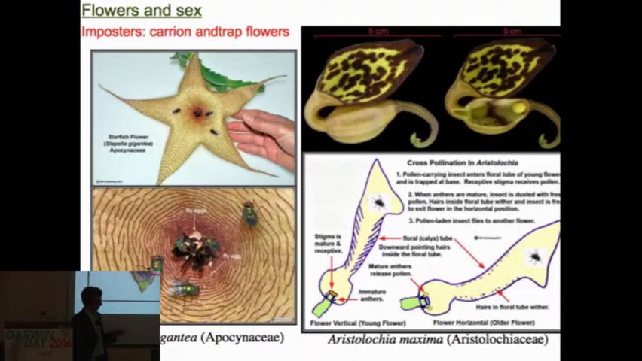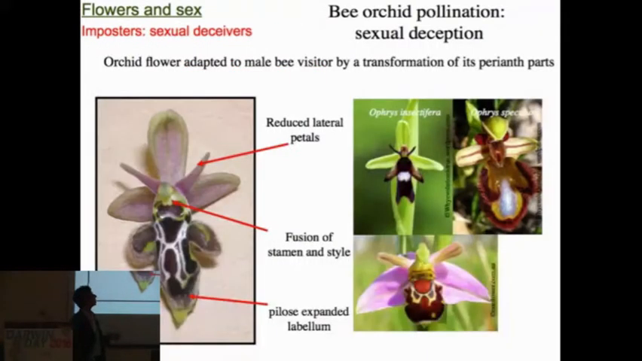Now, the ultimate deception of flowers is with bee orchids. Bee orchids have evolved in such a way that they manage to lure a male bee to copulate with the flower. They take advantage of the fact that the male bees come out of the ground before the female bees. So the female bees are not present yet. That's the time when the flower is open and when the male bees are around.